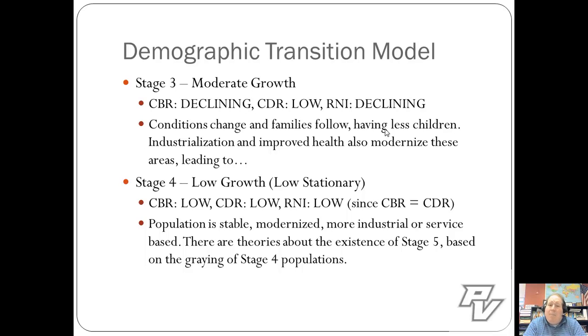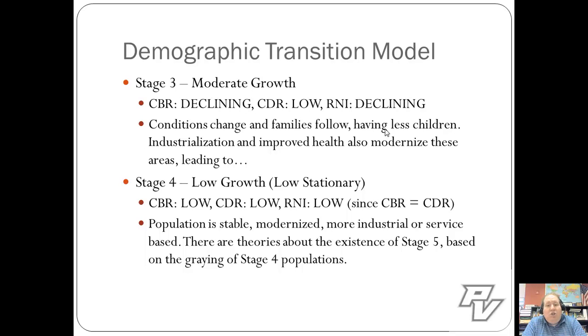Stage 3 is moderate growth. Your birth rate is declining. Your death rate's actually stabilizing. It's still going down a little bit. What this leads to is that our rate of natural increase is actually itself slowing down. It's like we're taking the foot off the gas pedal and we're just cruising to our destination.